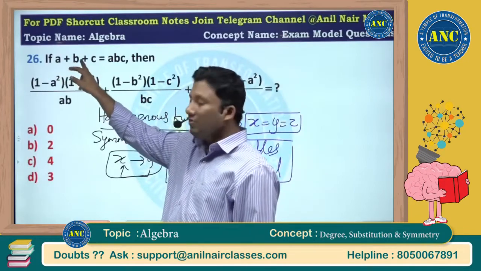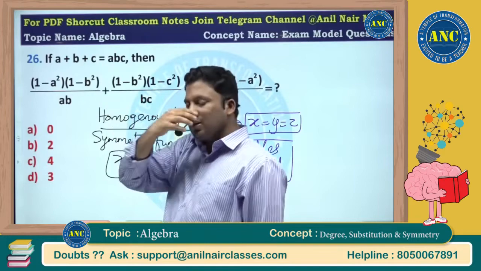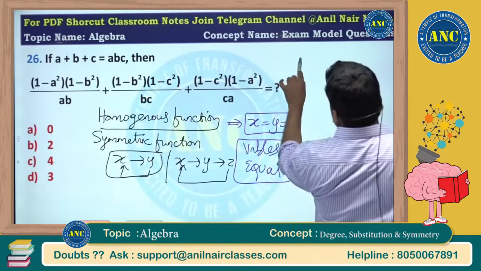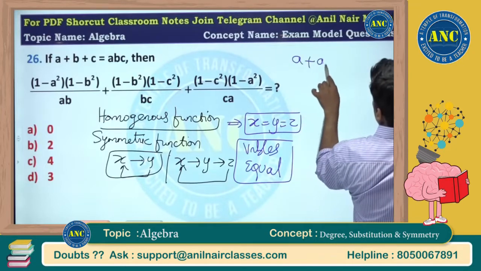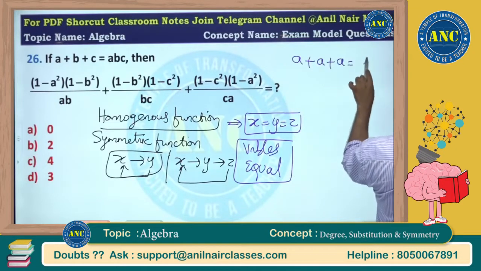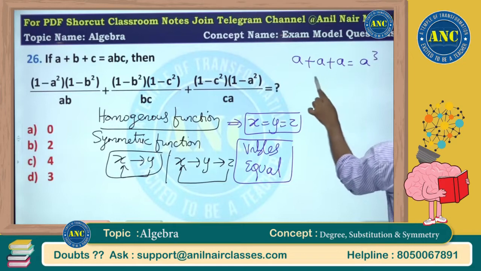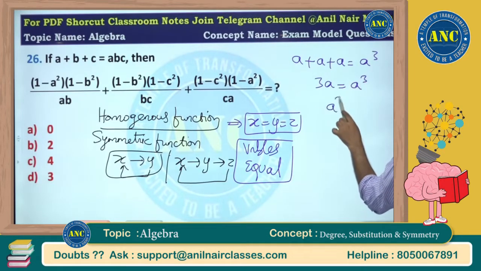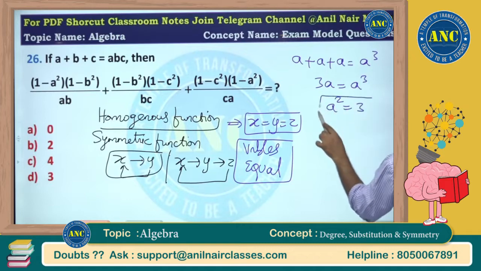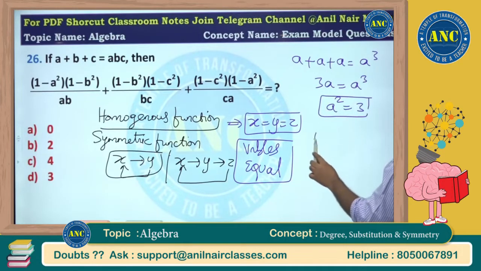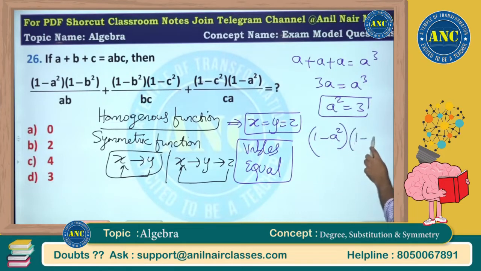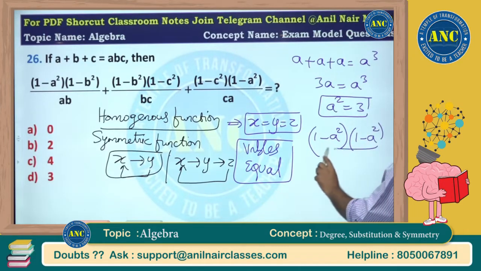If I replace A with B, B with C, C with A, then all three are equal. So make all the three variables equal. A into A cube. 3a equivalent to a cube. That means a square equivalent to 3. 1 minus a square. Wherever b is there, equate it with a. 1 minus a square, a into a square.